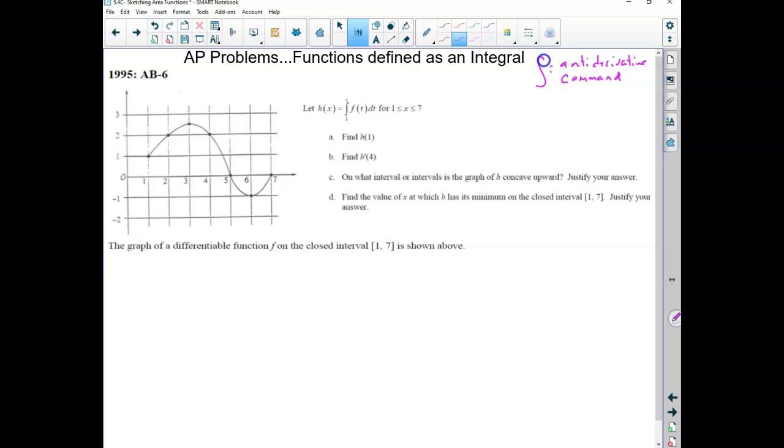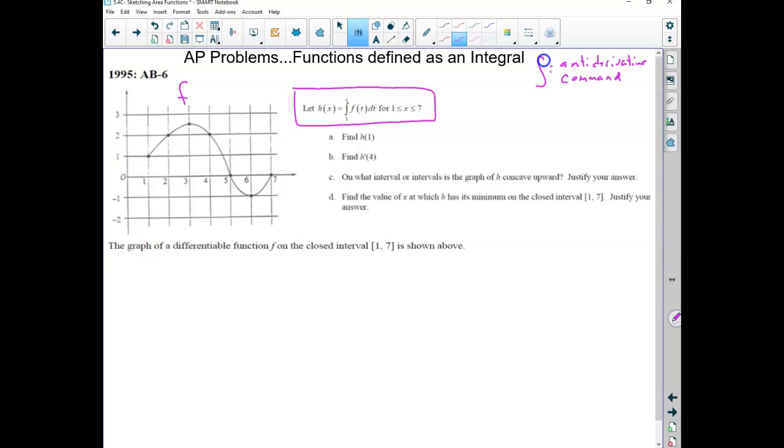But what do you notice on this one here? They're letting h of x equal the integral from 1 to x of f of t dt over the interval from 1 to 7. And what they're doing is they're telling us the graph of a differentiable function f on the closed interval shown above. So they're saying, hey, this is the graph of f, okay?